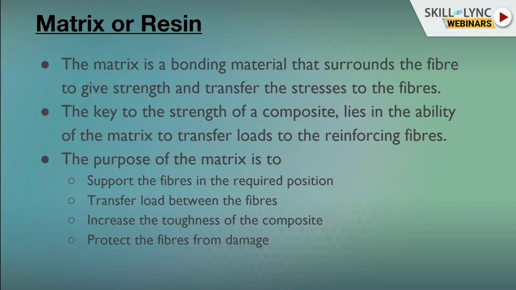The key to the strength of composite lies in the ability of the matrix to transfer loads to the reinforcing fiber. So basically what matrix material does is it holds the fibers together and supports the fibers to stay in the required position, and also it transfers the loads between the fibers. So matrix is the one that increases the toughness of the composite material, and it protects the fibers from damage. Basically it is the secondary member in a composite, and the function of this is to hold the fiber or the load carrying members together and transfer the load between them.